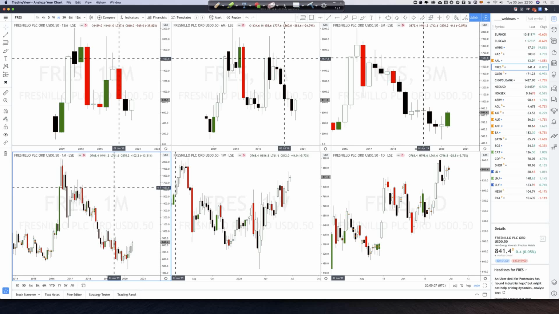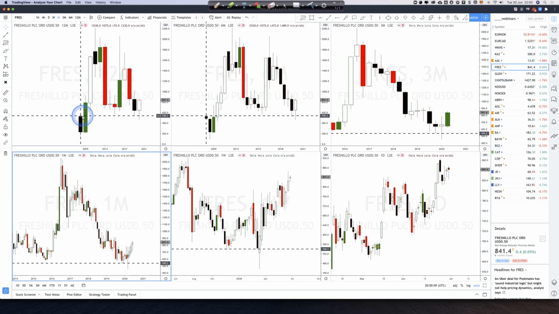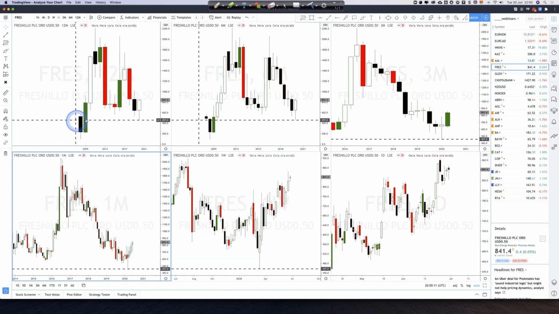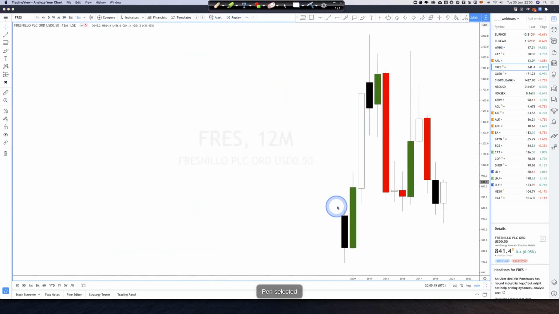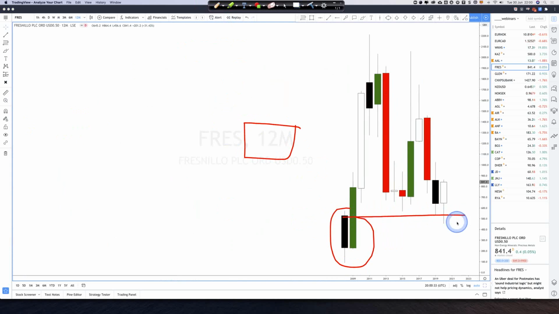Why does it help? Because, okay, if you look at this one, Anwar, what do we have here? What is this? Okay. Anwar, what is this? Demand. 12 months. Origin of the move. And where is price reacting to? Look at that. 12 months area of demand.